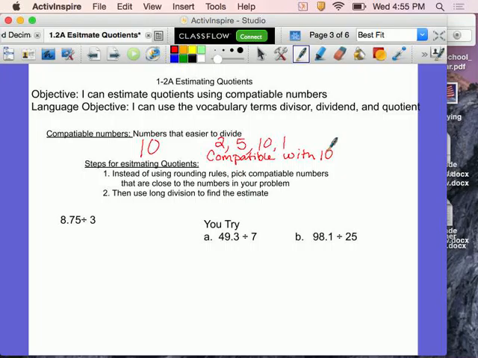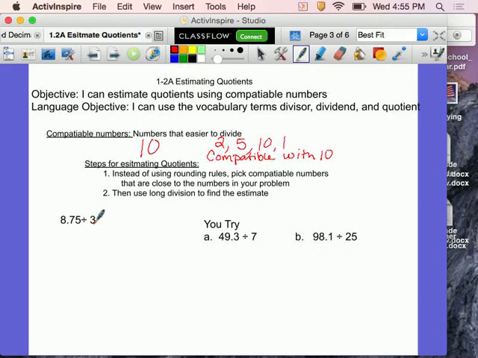So we're going to try to pick numbers that are compatible, so we can kind of estimate where they are. And remember, estimating is just giving us a kind of roadway to where we're going and not the actual answer. So for estimating quotients, the steps are, instead of using rounding rules, pick compatible numbers that are close to the numbers in your problem. Then use long division to find the estimate.